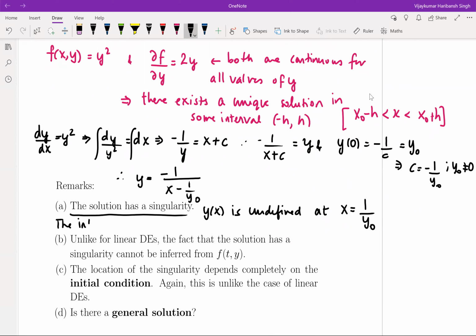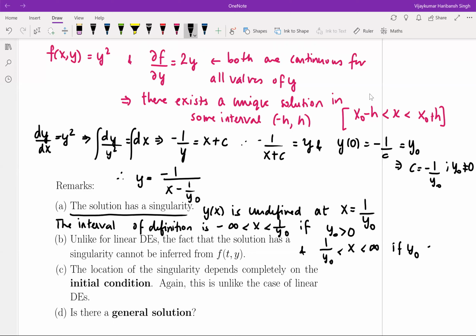The interval of definition must exclude this point. So the interval of definition is minus infinity to x less than 1 by y0 if y0 is greater than 0, and 1 by y0 less than x less than infinity if y0 is less than 0.